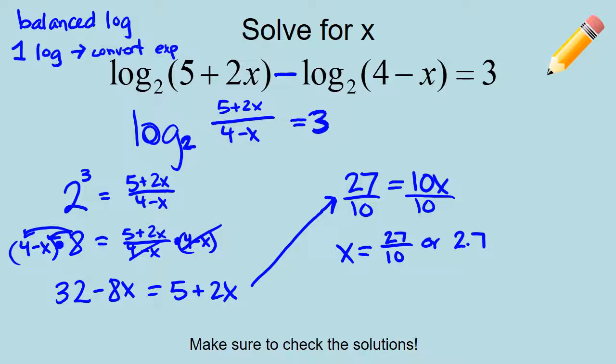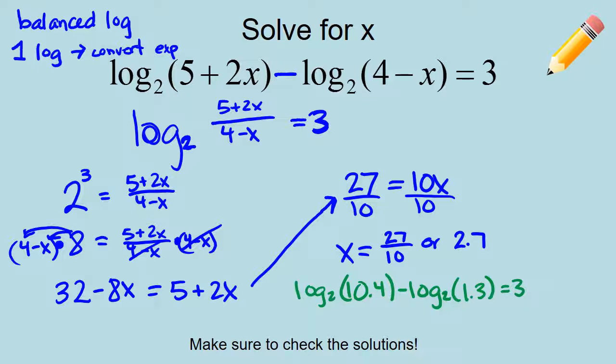But I still need to check my answer. So log base 2 of, and I'm going to take care of this calculation straight into the calculator. 2 times 2.7 plus the 5 gets me to 10.4, minus log base 2 of 4 minus the 2.7, take care of that right away, 1.3, equal to 3.